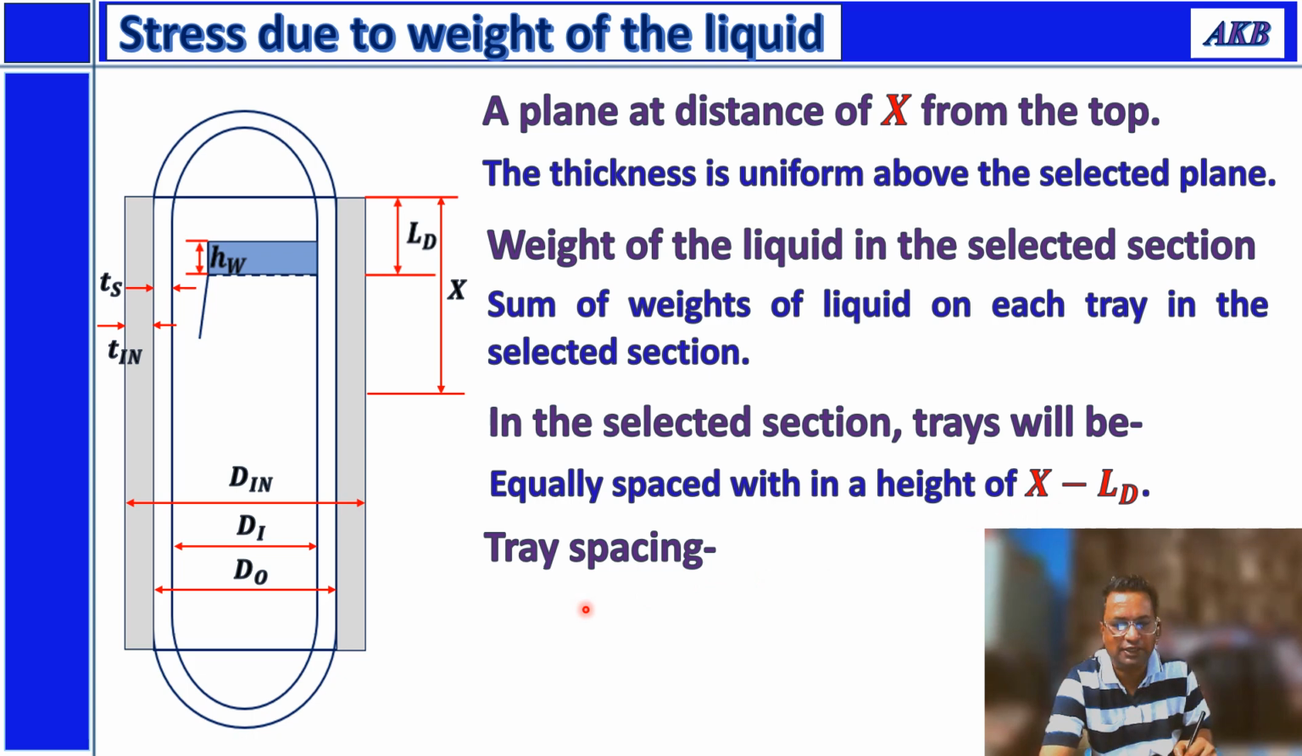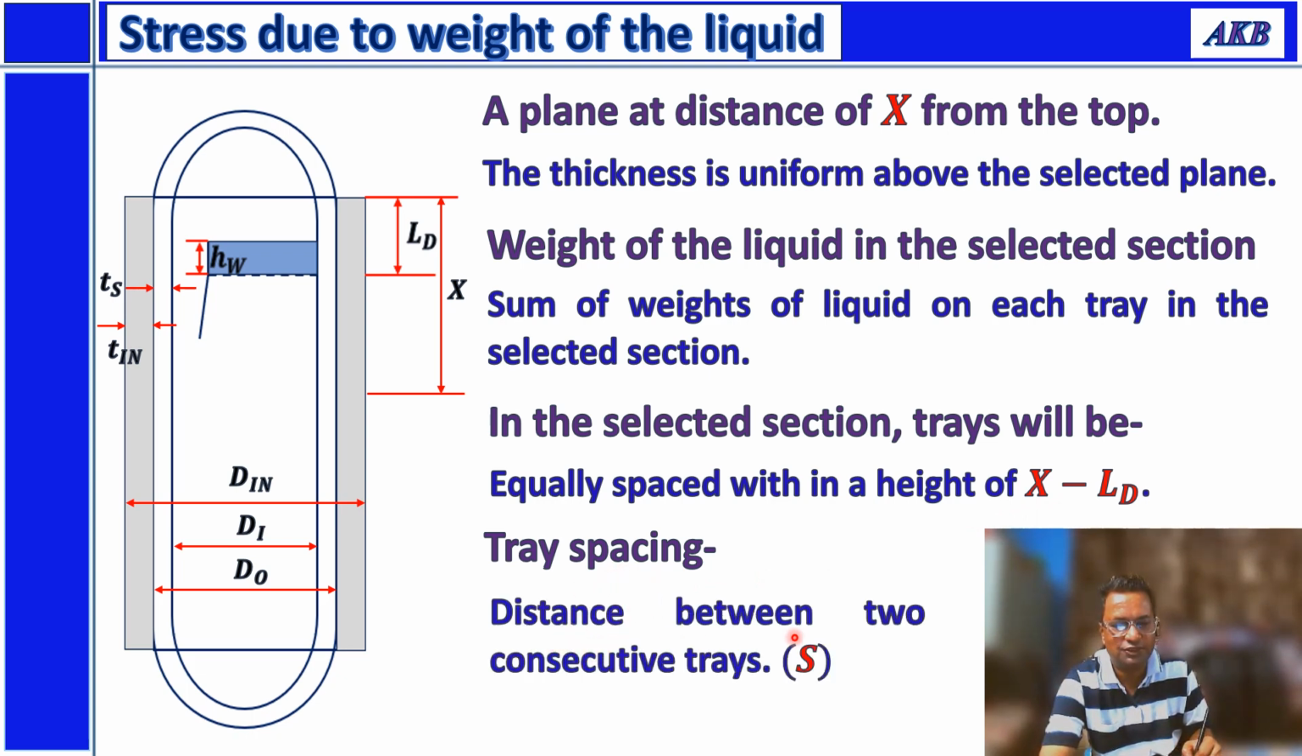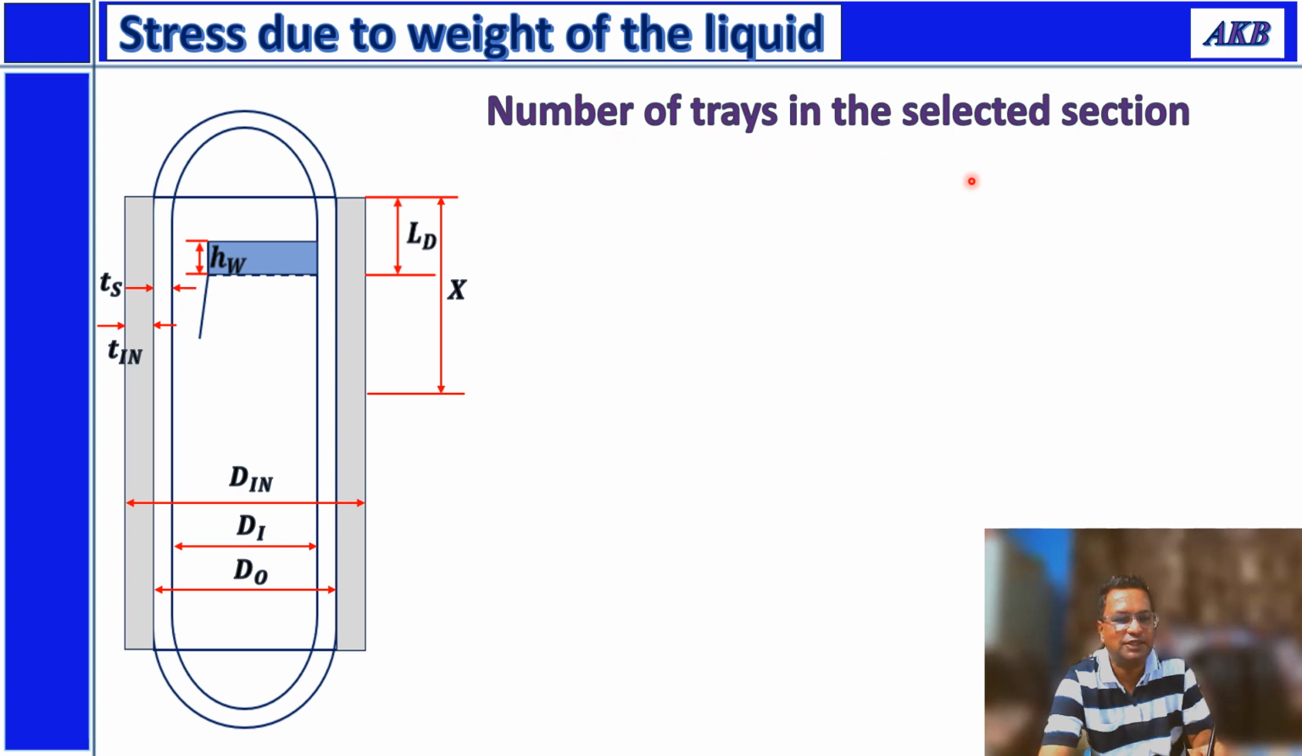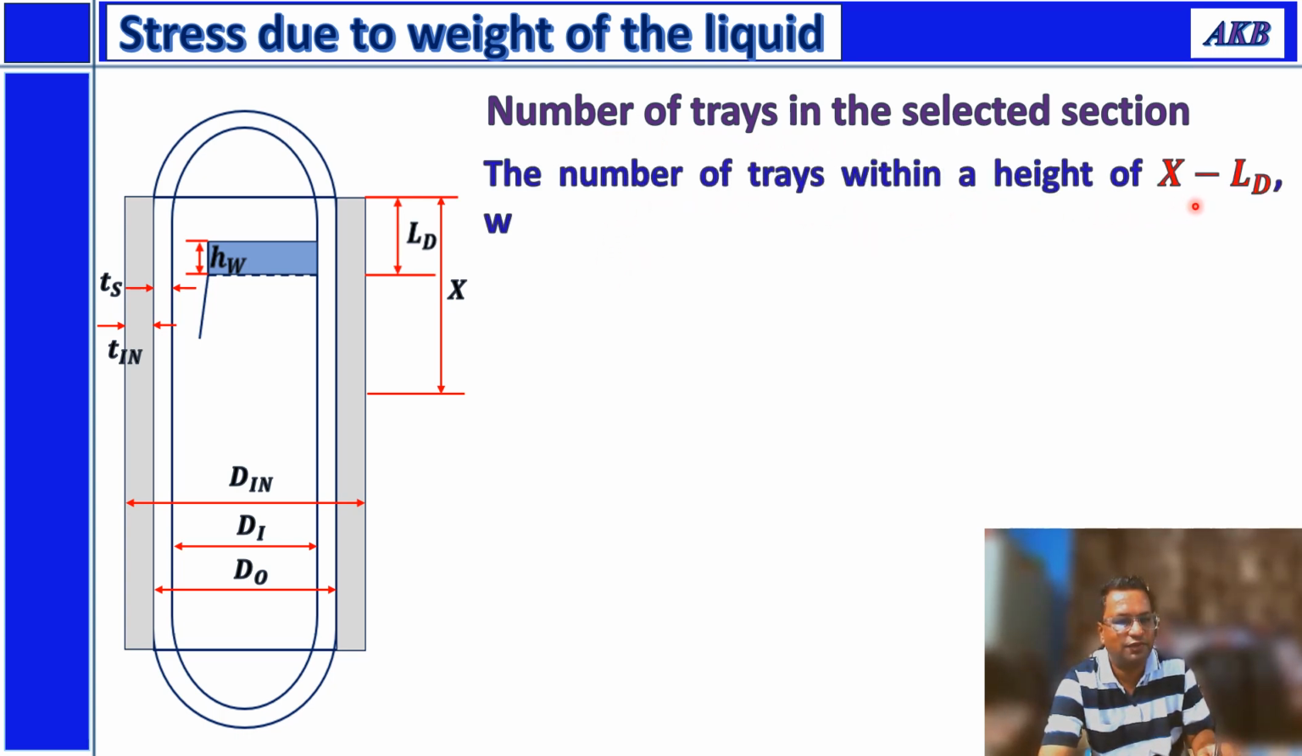of x minus LD. Tray spacing, what is tray spacing? You know, this is distance between two consecutive trays. So tray number 1, tray number 2, distance between these two trays will be the tray spacing, and it will be similar for any two consecutive trays. Let us denote tray spacing by s. Okay. So with this understanding, let us find the number of trays in the selected section. So number of trays within a height of x minus LD with a tray spacing of s.